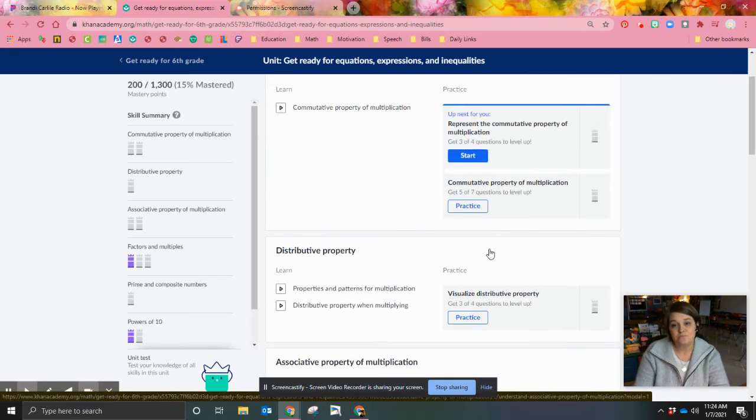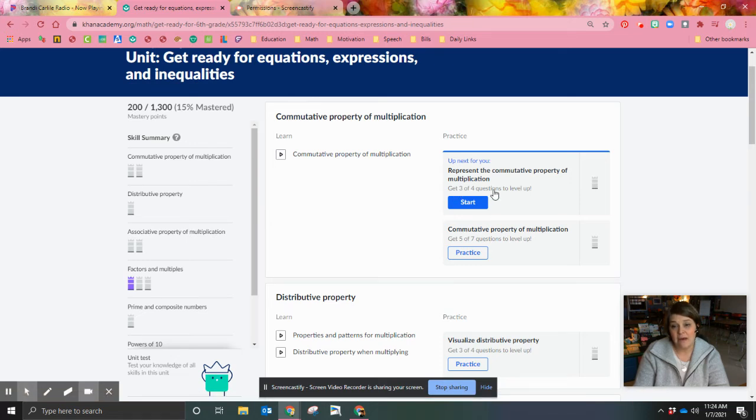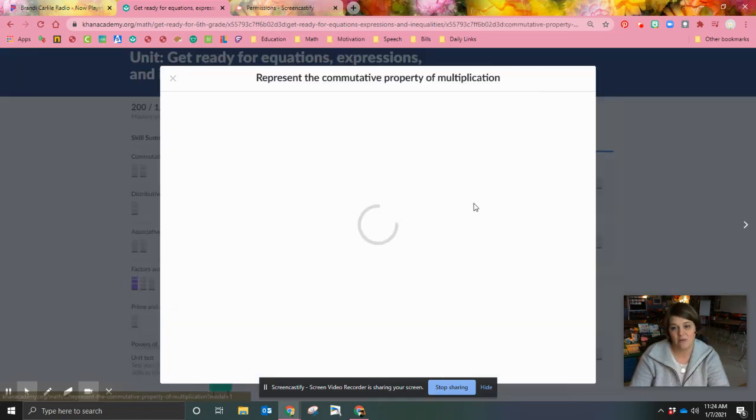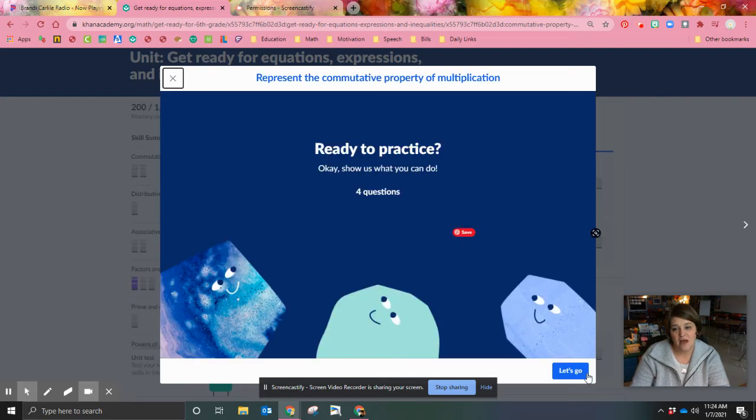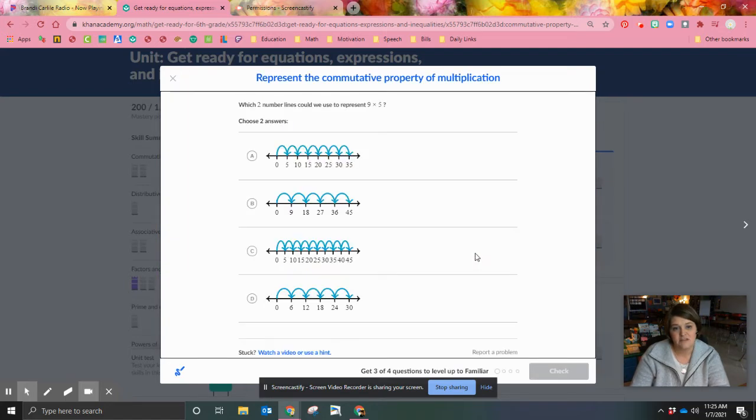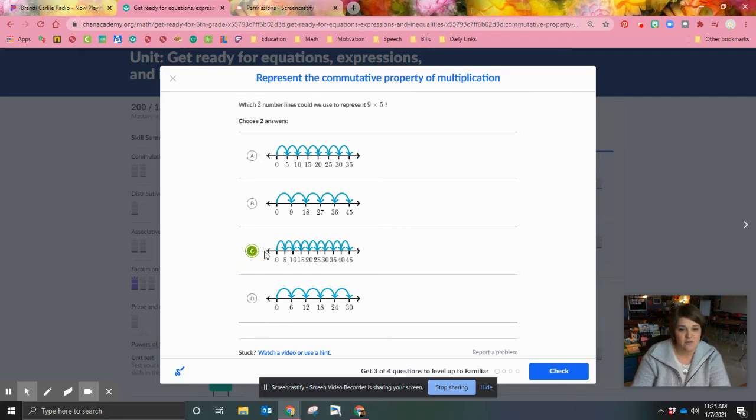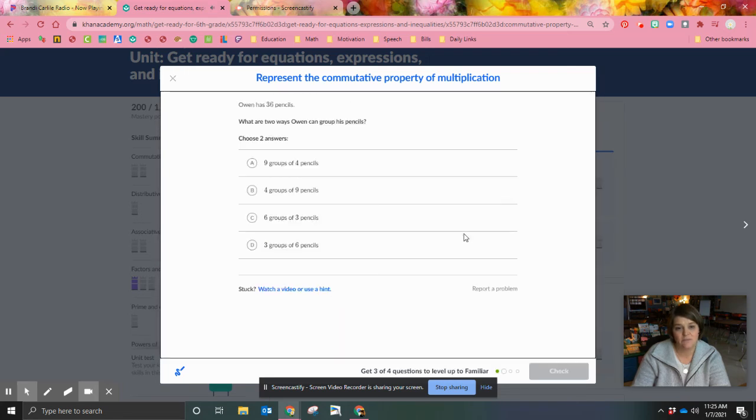So by doing that, you can see every time I practice and I level up and I fill up this little tower, I'm going to get more percentage points. Okay, so let me show you. For example, if I represent the commutative property of multiplication. So if I practice the skill, what two number lines could be used to represent 9 times 5? Okay, so 9 times 5 is either 9 groups of 5 or 5 groups of 9. So this would represent 9 groups of 5, and this would represent 1, 2, 3, 4, 5 groups of 9. So those would be the two ways.